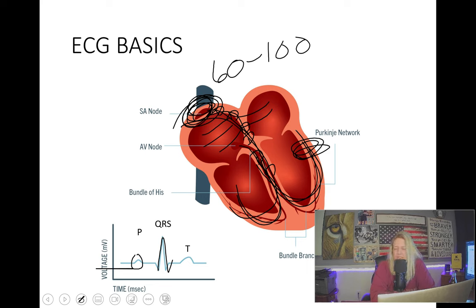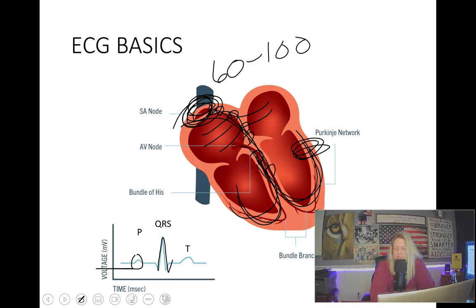The P wave represents atrial depolarization. If you don't know these words, you do need to know these words. This is something a nurse should definitely know. The P wave is atrial depolarization, the QRS is ventricular depolarization, and the T wave is ventricular repolarization. Okay, now what is depolarization and repolarization? I guess I got to move my face out of the way here so you can see what it says. Depolarization is the movement of electrolytes across the cell membrane, and repolarization is the movement of those electrolytes back to where they started.